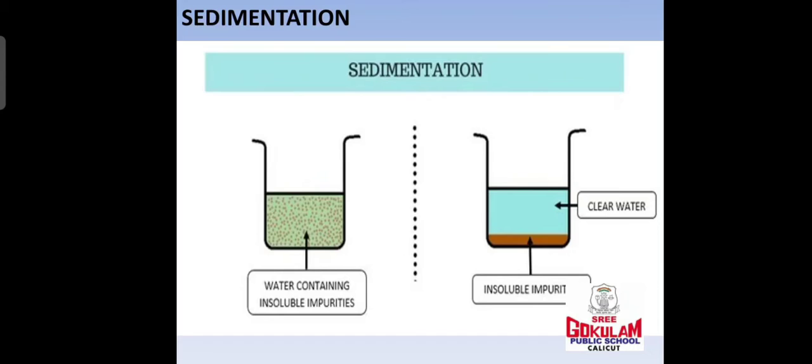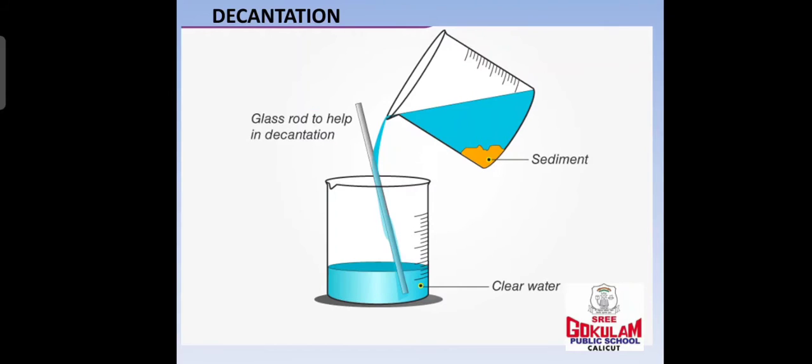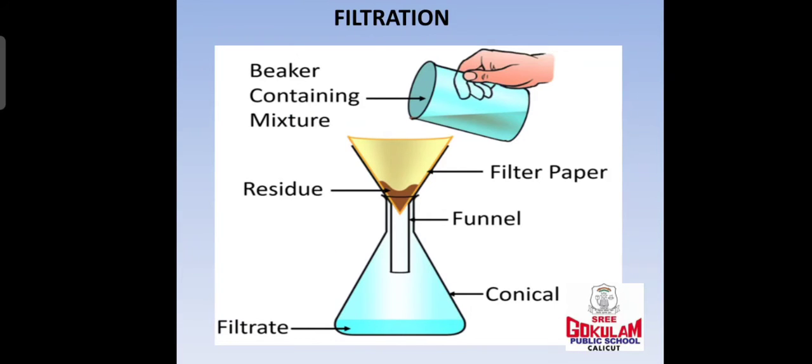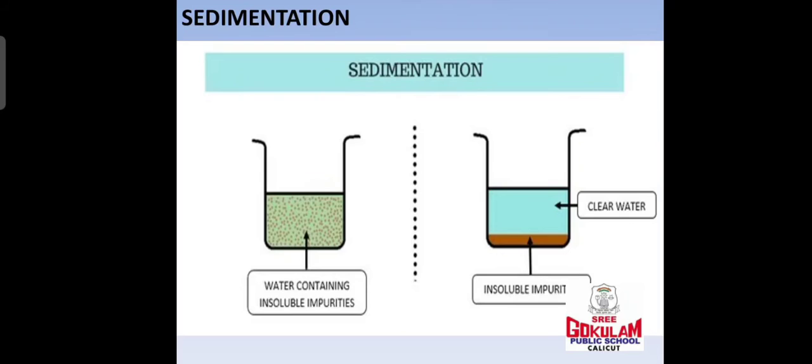The insoluble impurities can be removed from water by mainly 3 processes. They are sedimentation, decantation and filtration. What is sedimentation? The process of removing heavier insoluble impurities from water is called sedimentation.